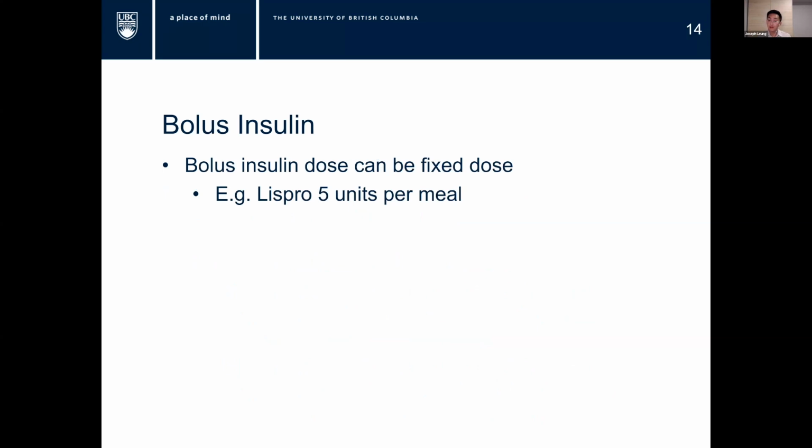So that is basal insulin. Now we're going to move on to bolus insulin, or nutritional insulin, mealtime insulin, prandial insulin. You can do bolus insulin by fixed dose. For example, you can say lispro insulin 5 units per meal. Quick and dirty. Sometimes we do this in somebody who might be newly diagnosed and they haven't been trained in carb counting yet. So this is just one way that they can dose that bolus insulin.